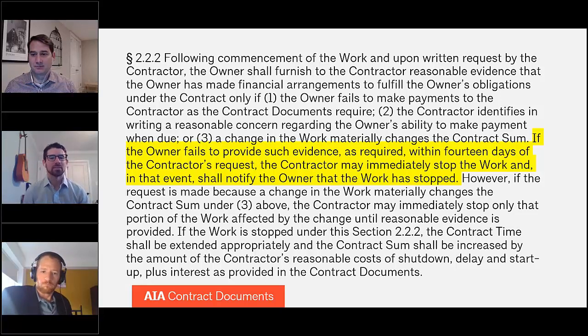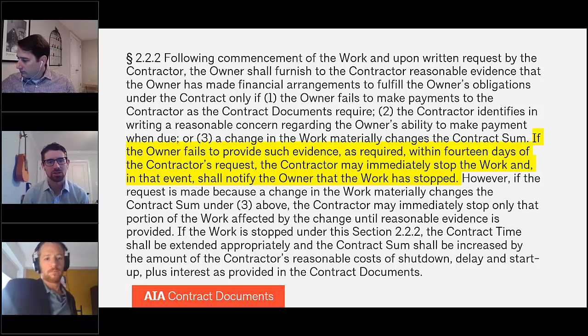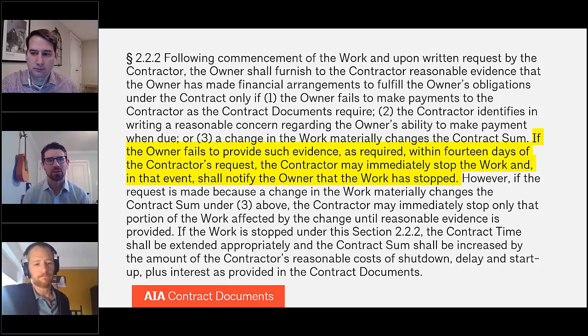Yeah, so I think this is an interesting concept, and it's a little bit difficult to follow how it's triggered, but it all arises in the sentence that is highlighted on the screen there that starts with, if the owner fails to provide such evidence. And what is meant by such evidence? Well, such evidence refers to reasonable evidence above in the same paragraph, reasonable evidence that the owner has made financial arrangements.